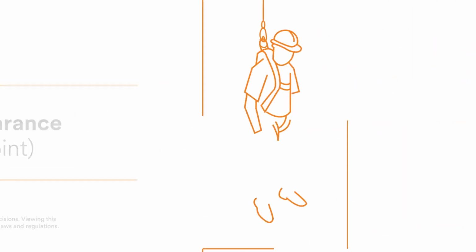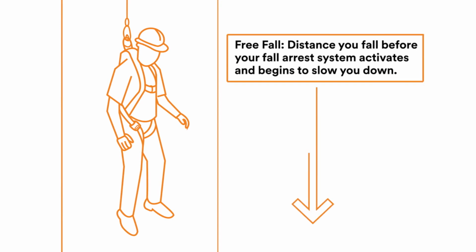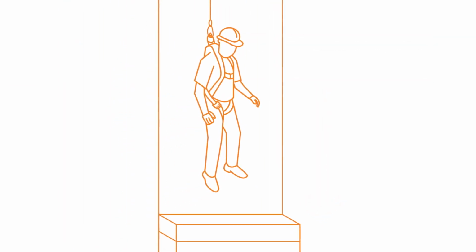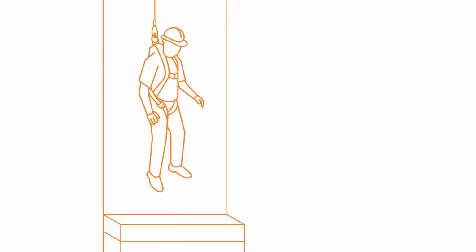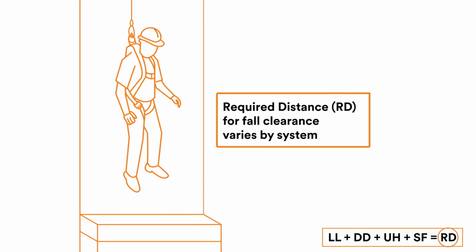The first step to calculating your required fall clearance is understanding free fall, the distance you fall before your fall arrest system activates and begins to slow you down. A properly designed fall arrest system will help protect you from contacting any lower level or obstruction. But different systems can require different fall clearances. This is why it's so important to calculate your required fall clearance.